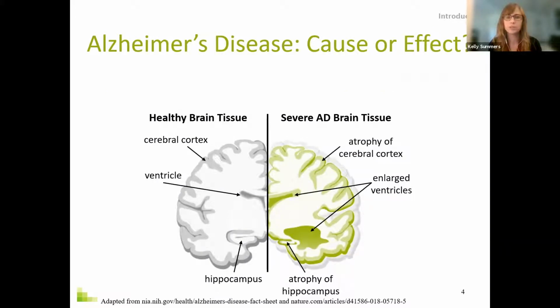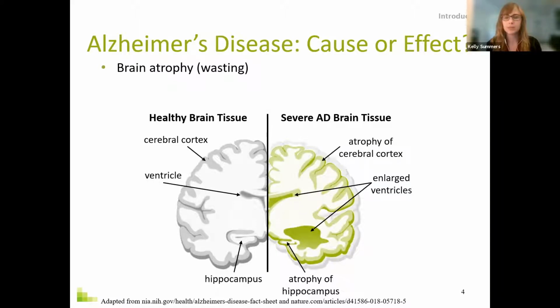And one of the major questions in Alzheimer's disease has been, what is actually a cause or an effect of the disease? One of the major observations is this brain atrophy or wasting that occurs in Alzheimer's disease. And you can see on the left-hand side here in gray, this is just a cartoon of the human brain. And so on the left is the healthy brain tissue with a few key areas labeled just to orient. You can see the cerebral cortex, the ventricles, and the hippocampus.